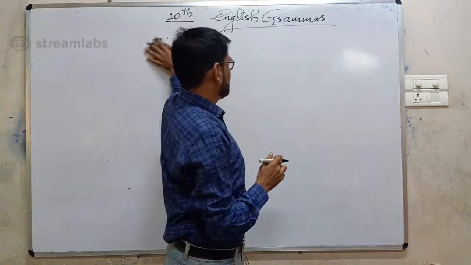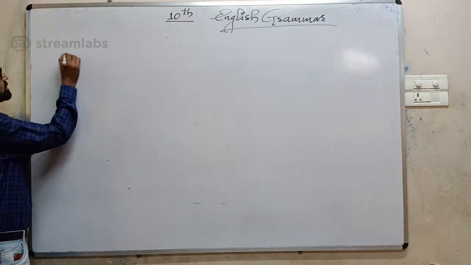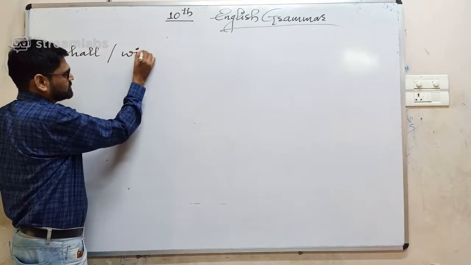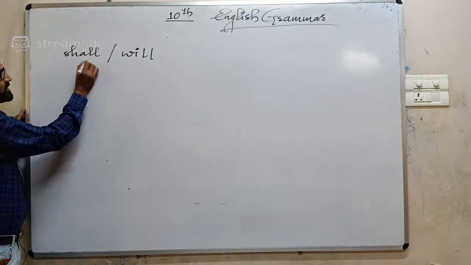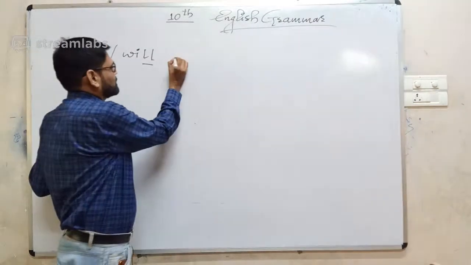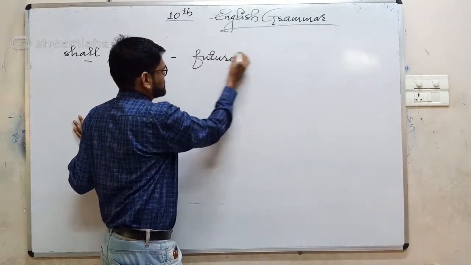Now let's see, the first modal auxiliary we saw yesterday was shall, and will. Now you have understood the difference. Shall, will, they indicate only one thing, future tense.